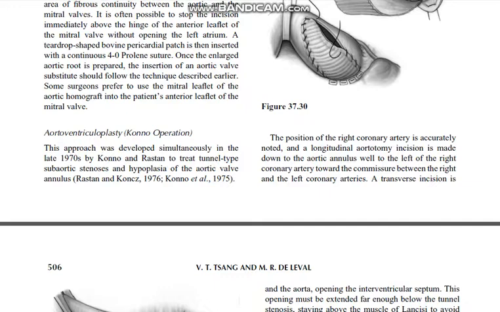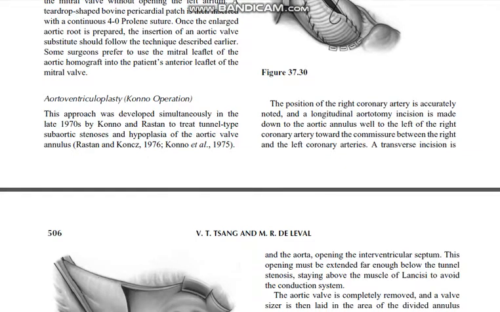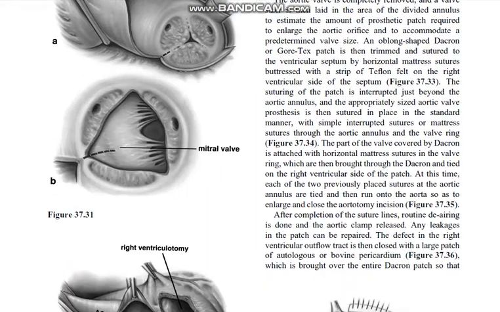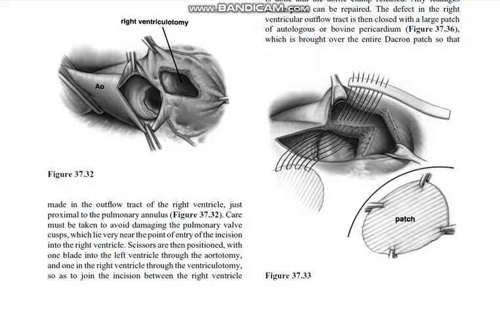The position of the right coronary artery is accurately noted, and the longitudinal aortotomy incision is made down to the aortic annulus, to the left of the right coronary artery toward the commissure between the right and left coronary arteries. A transverse incision is made in the outflow tract in the right ventricle, just proximal to the pulmonary annulus.